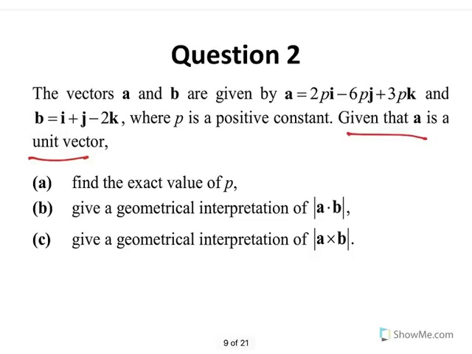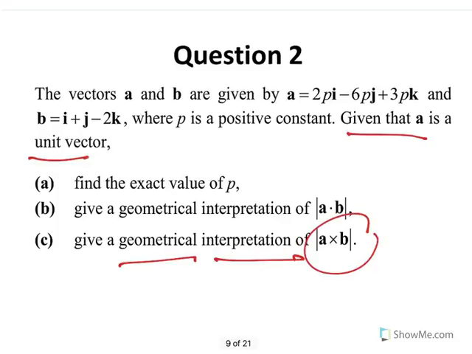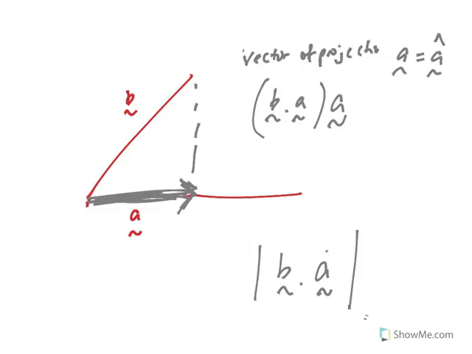Next one, give a geometrical interpretation. What do you understand of it? What is the vector product of A and B? Anyone can tell me? Okay, very good. Perpendicular. Any more? Some I heard parallel, vector component. That's the one you're saying. Any more? There are two answers. Very good. Area of parallelogram.